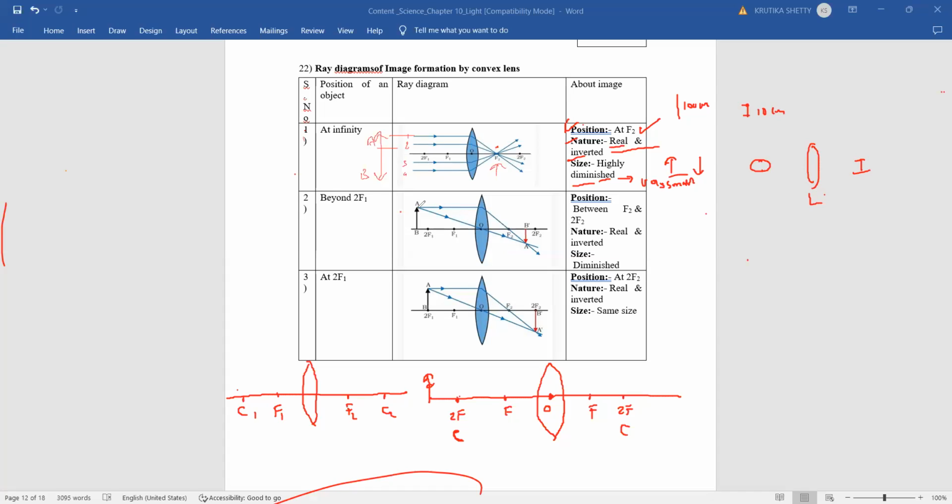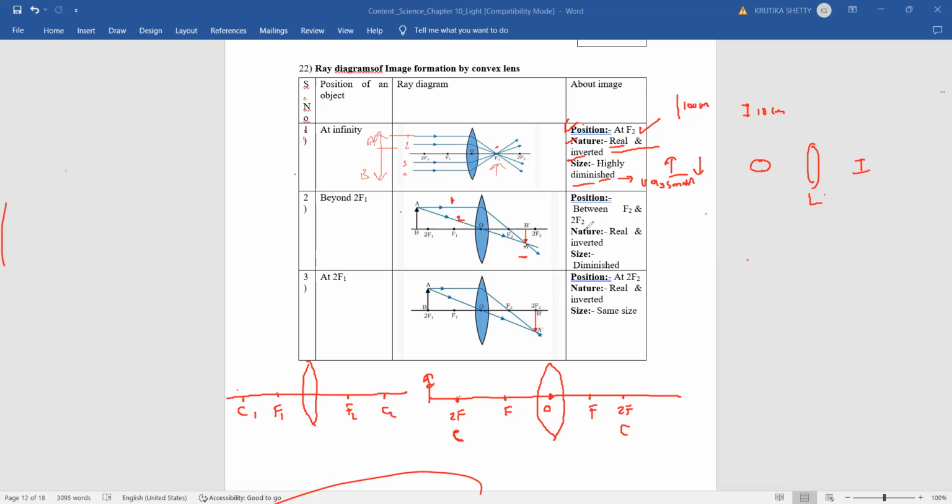There is a second type of ray which is passing through the optic center. We discussed that when a ray is passing through the optic center, it goes out without bending, moving in a straight direction. You can see ray number one and ray number two meeting at A'. When you join the principal axis and this, you can see the image is present between focus and 2F2. So here the position is between F2 and 2F2.